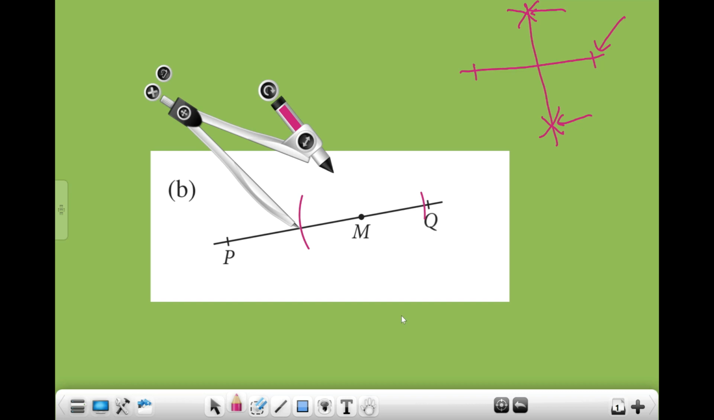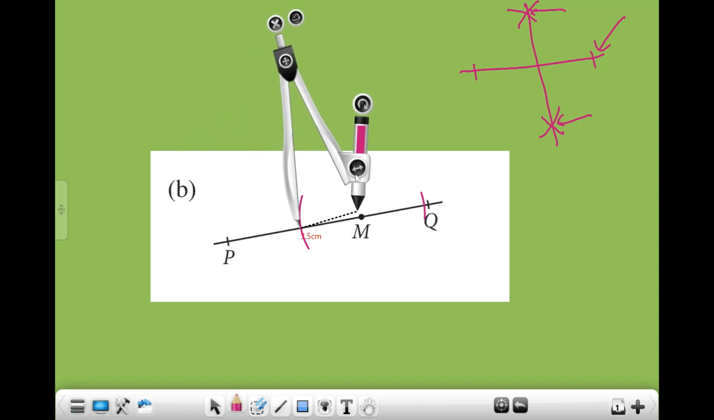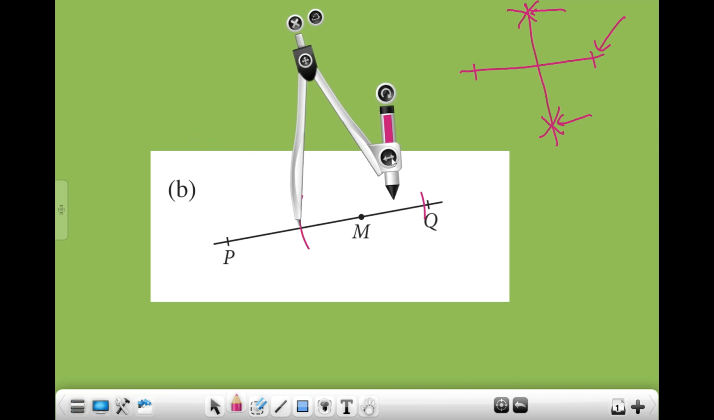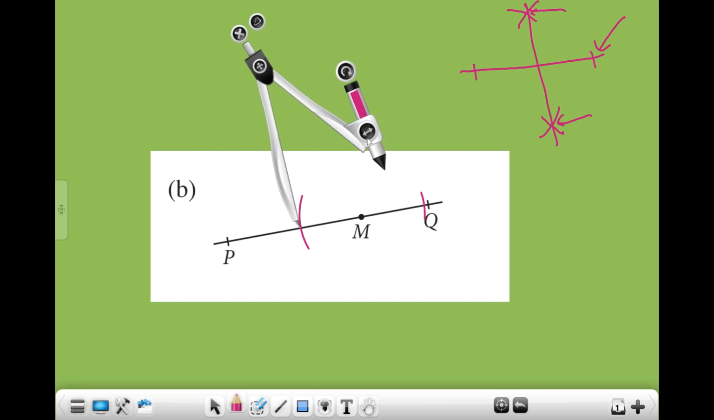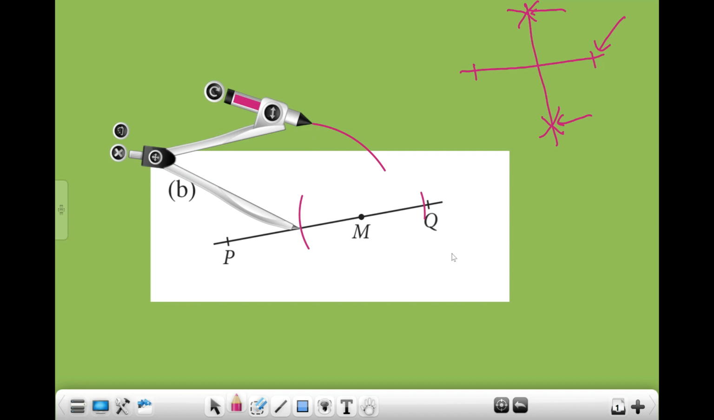So again, when it comes to line segment, you have to adjust your compasses. Make sure it's more than half of the line. You move it more than half of the line first. Already? Yes. Now, you draw your arc above it. Something like this. Done? Yes. Very good.